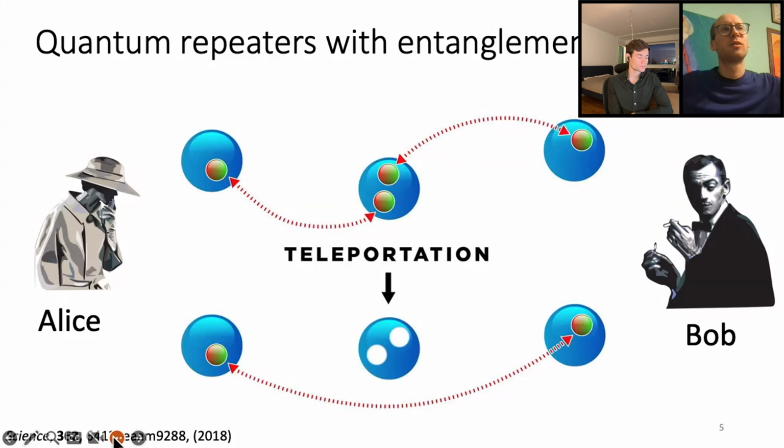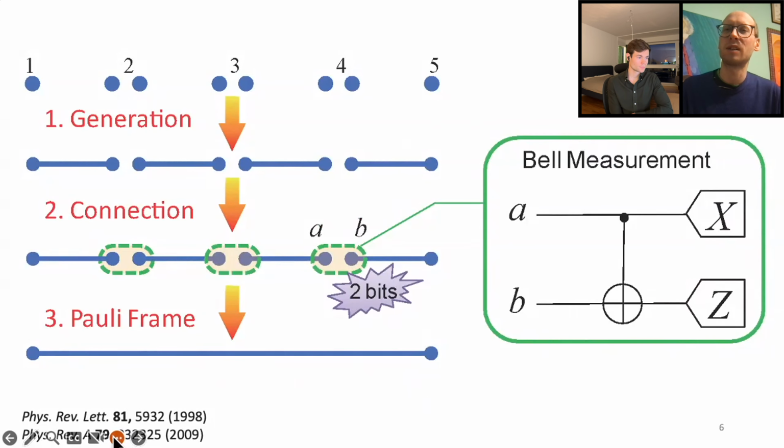So the idea was that you would generate a lot of these short-distance elementary links, and then connect them using these Bell measurements, which are 2-qubit measurements that project the state onto a maximally entangled state. This Bell measurement corresponds to the operation of a controlled-NOT gate and two single-qubit measurements, and then at the end you would be able to establish an end-to-end link.